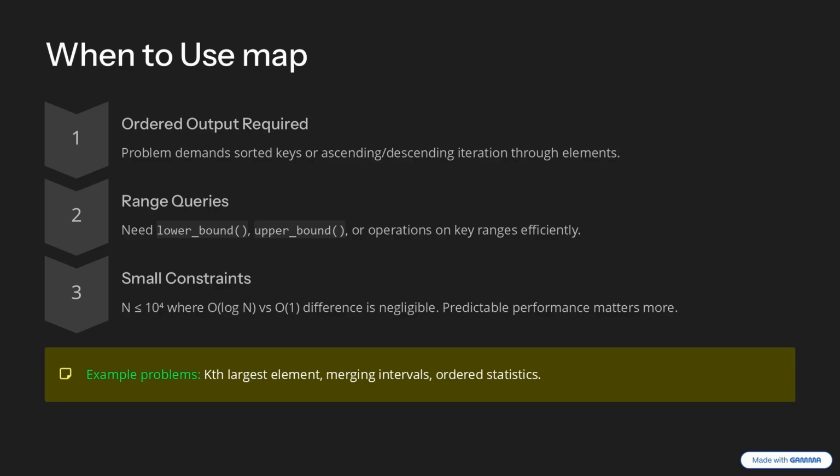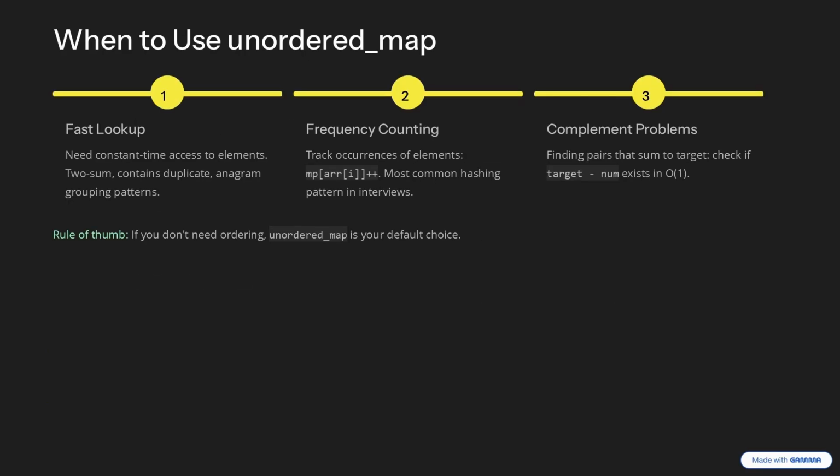When should you use map instead of unordered_map? When the problem explicitly requires sorted keys, when you need range queries, or when constraints are very small and performance does not matter. Otherwise, unordered_map is the better choice. Use unordered_map when you need fast lookups, when you are counting frequencies, when you are checking complements, when you are solving array or string problems efficiently. This covers a large percentage of interview questions.